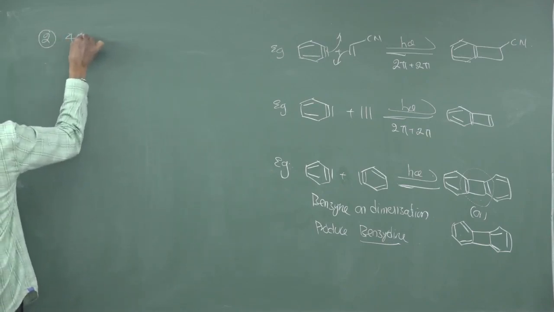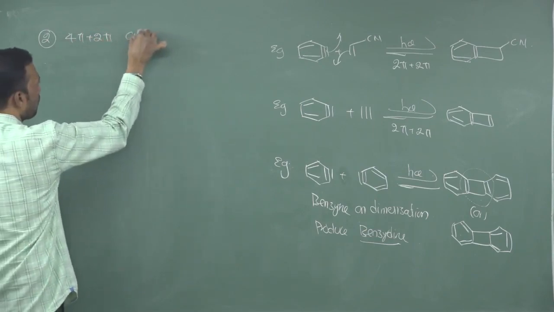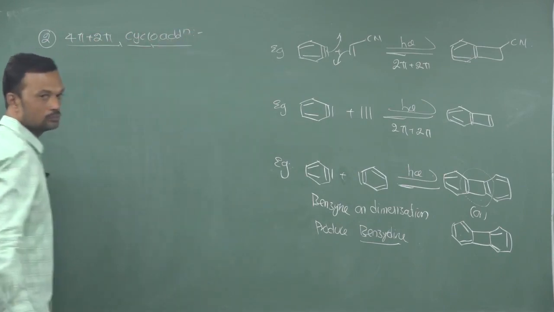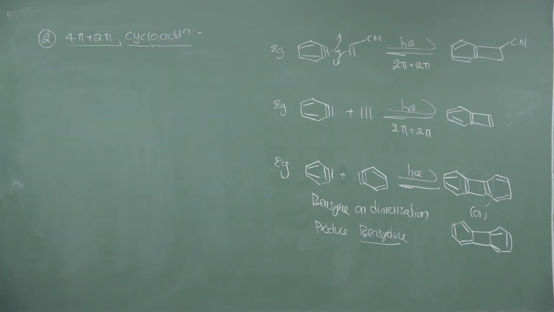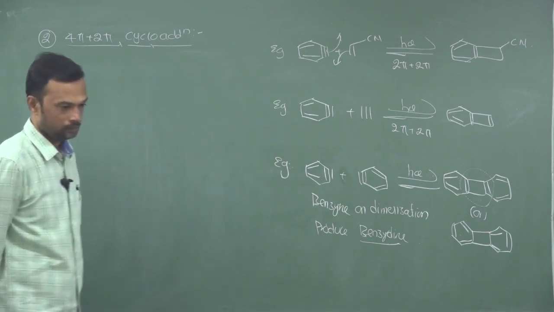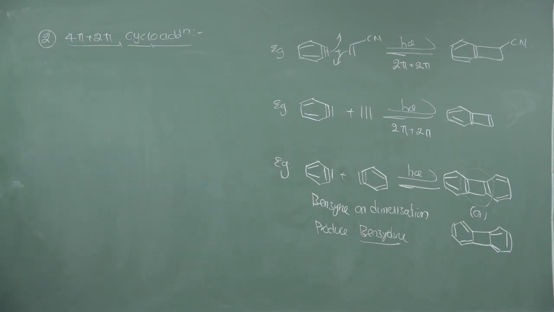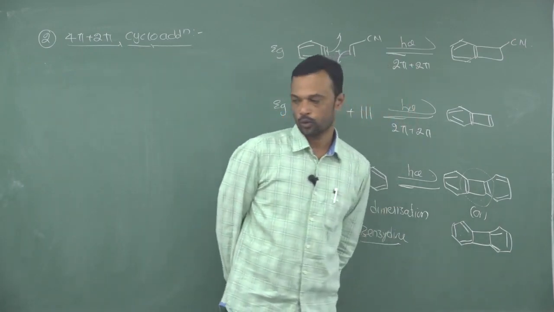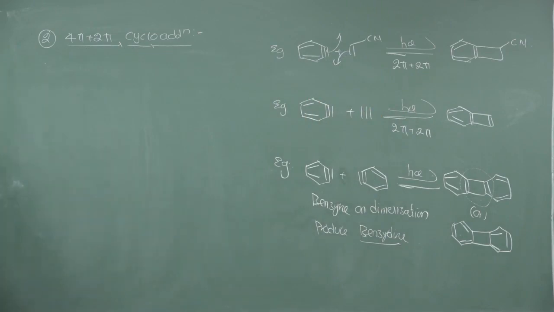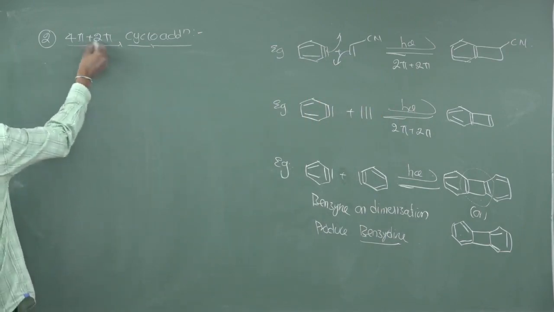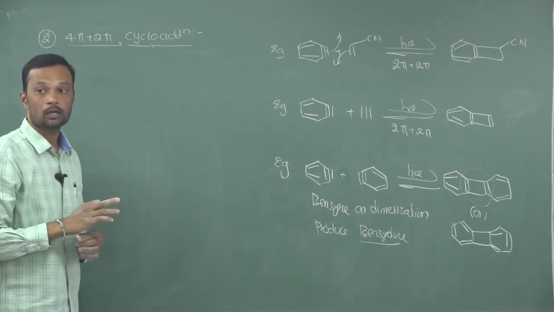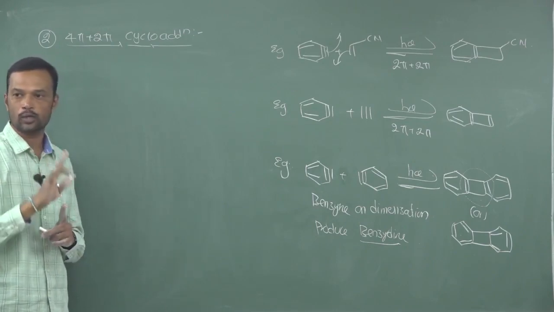Now the second one, 4 pi plus 2 pi cycloaddition. Now see this one. Whenever you see this, generally you will expect Diels-Alder only. It is a Diels-Alder reaction. Diels-Alder reaction is favorable under thermal condition. Photochemical it is not preferred. It is preferred only under thermal.